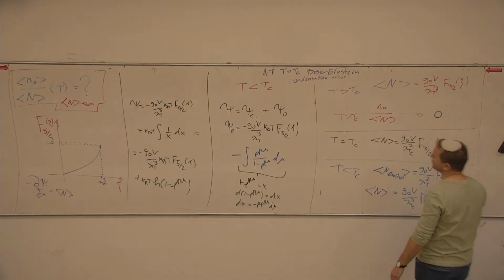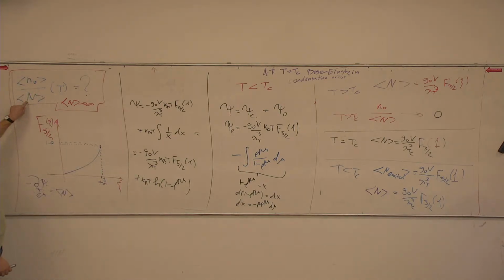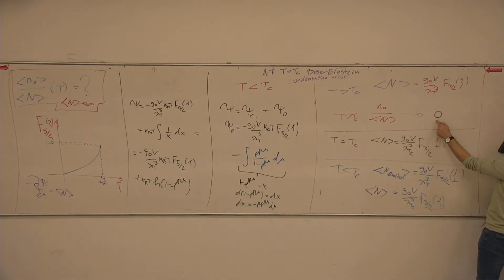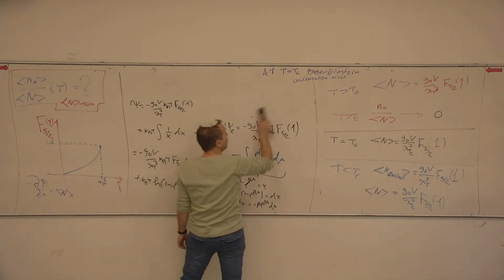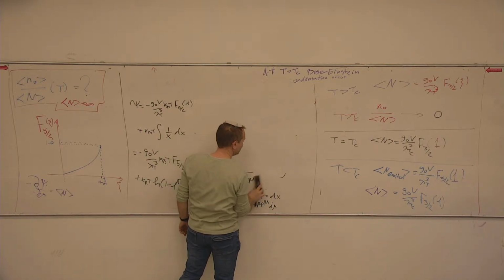I remind you the question: n0 divided by n, the total number of particles, as a function of temperature. So this is the expectation at high enough temperatures. What happens at low temperatures?